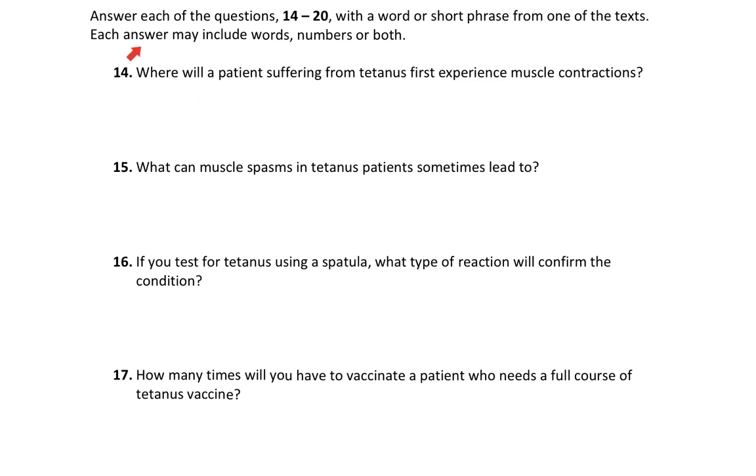Alright, so let's understand the question carefully. Where? We are looking for a position or part of a body. Okay, so in which part of the body? Where? Alright, so this one too is very important. First experience. This should qualify your answer. Okay, if your muscle contractions, there's no first experience, then your answer is probably wrong. Let's go to the text which contains tetanus, then we look for the answer, and that should be text A.